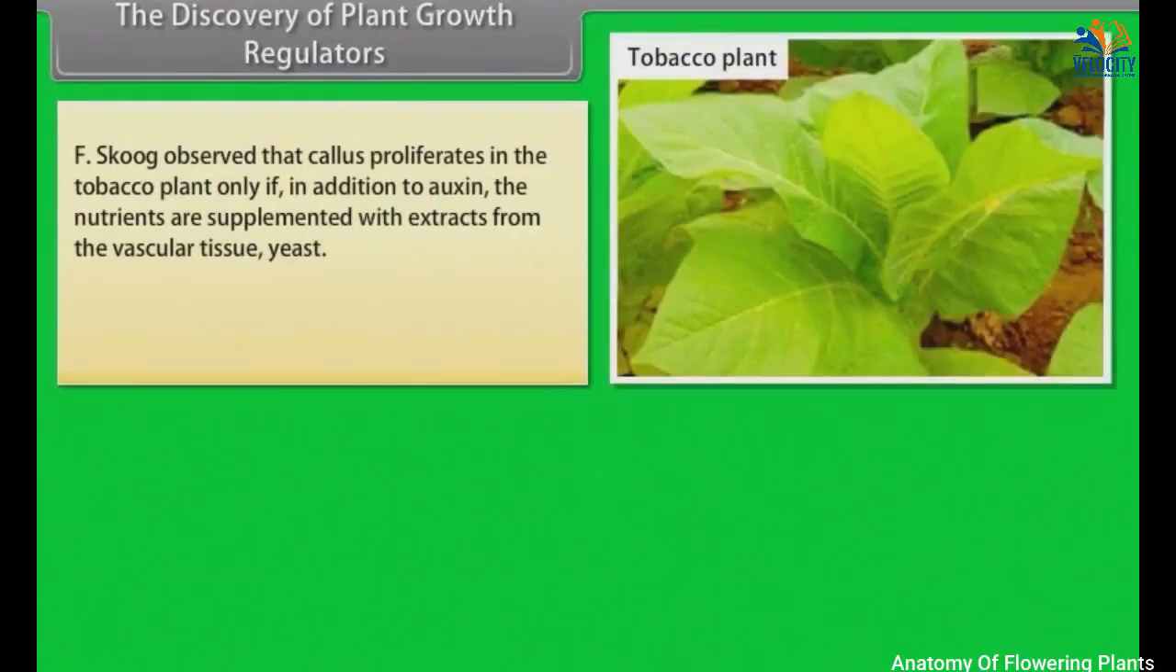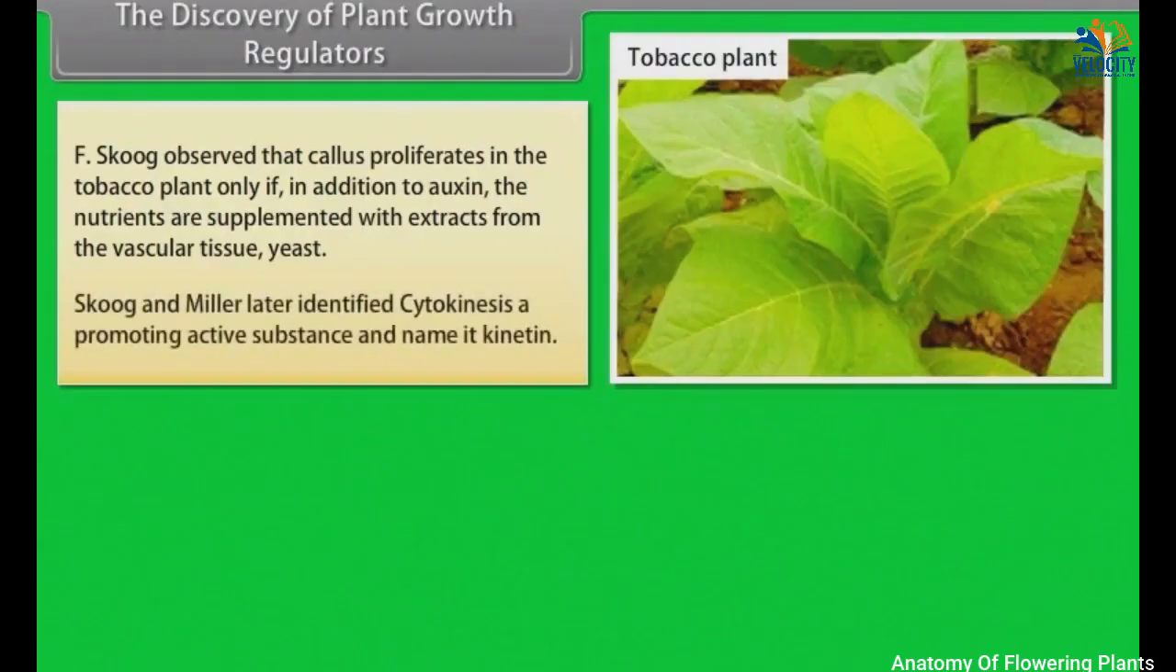The discovery of plant growth regulators. F. Skoog observed that callus proliferates in the tobacco plant only if, in addition to auxin, the nutrients are supplemented with extracts from the vascular tissue or yeast. Skoog and Miller later identified the cytokinesis promoting active substance and named it kinetin.